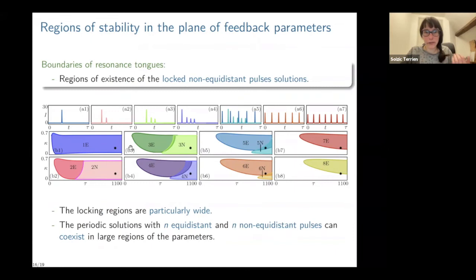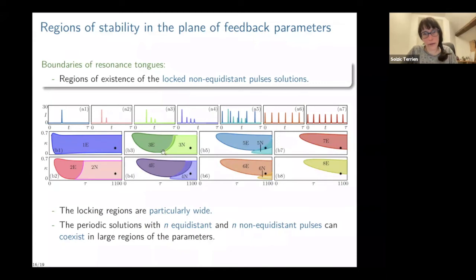So overall, what we see is that the solutions with equidistant pulses tend to exist for the smaller values of tau. When we increase the value of the feedback delay, they always get unstable at some point. Here, this happens later for the 4 pulses solution, then again later for the 5 pulses solution, for the 6 pulses solution. For the 7 and 8, we don't even see it here for this range of tau, but this happens for larger values of tau. And at the same time, when we increase tau, we have the emergence of these non-equidistant pulsing solutions.